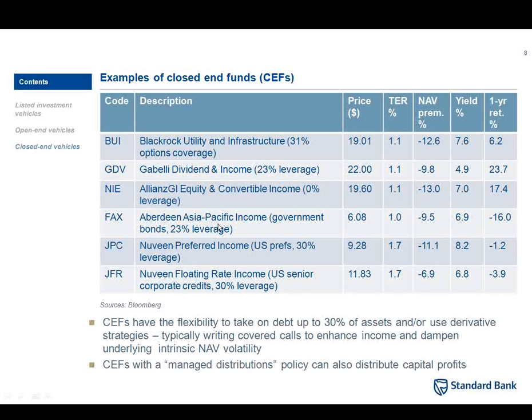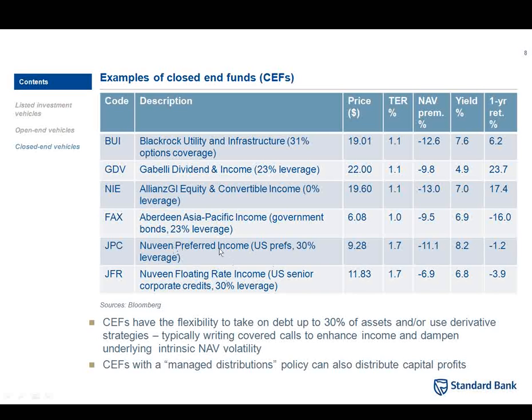FAX, or the Aberdeen Asia Pacific Income, that's an example of just a pure government bond fund in a particular geography. In fact, most of this fund consists of Australian government bonds, and as you can see, if you're a dollar investor, government bonds, particularly Australian ones, haven't been good because the Australian dollar has depreciated against the dollar, and very highly rated bonds generally have done quite poorly over the last year, although the yield, as you can see, is quite good.